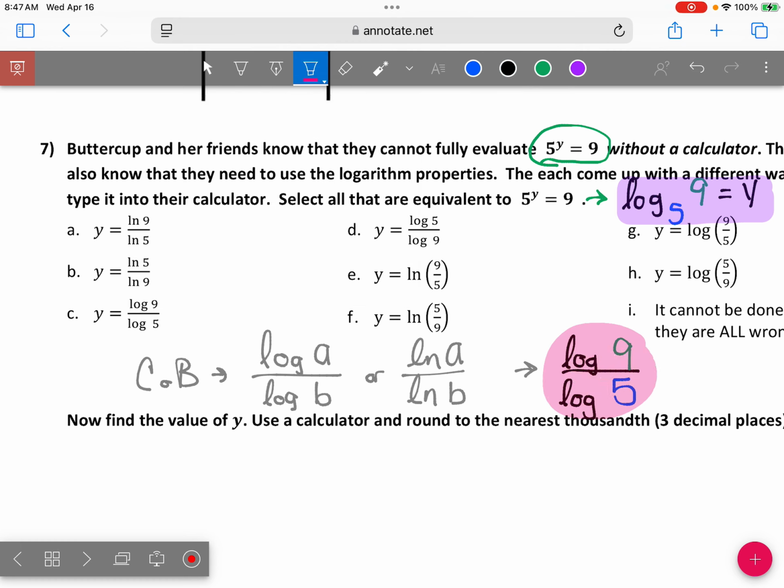This guy is C. That guy right there. Log of 9 over log of 5. Which other one of these is going to work? A, B, D, E, F, G, or H? A. That's if I just swapped my logs out for ln. So these guys both work. The rest of them do not.